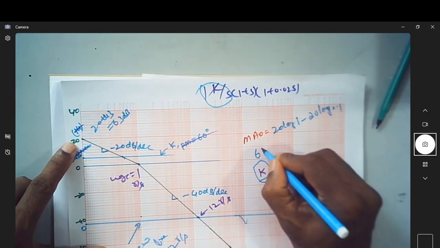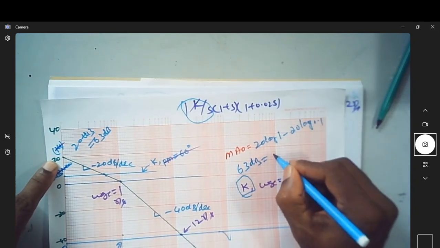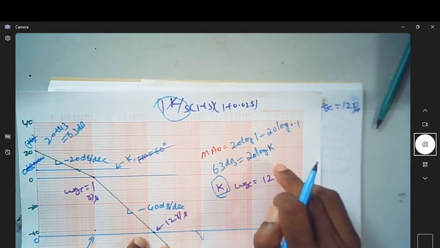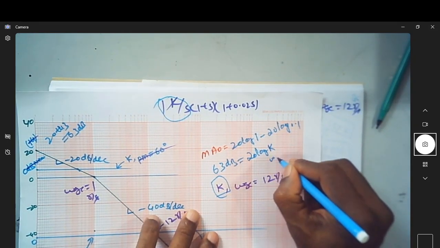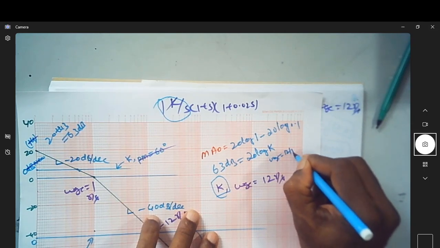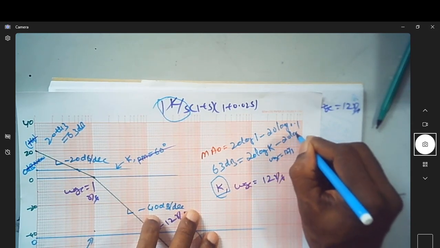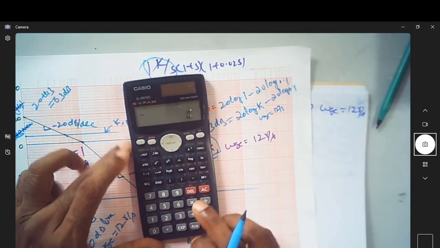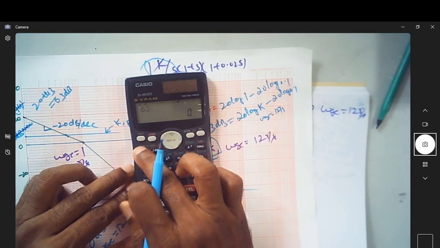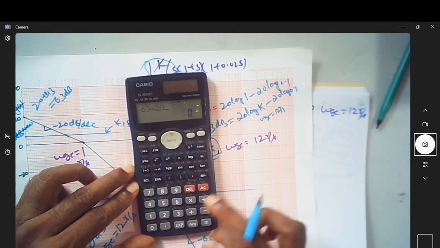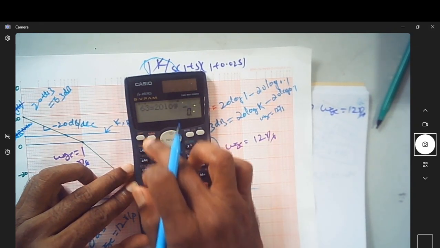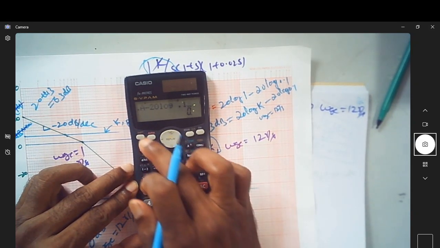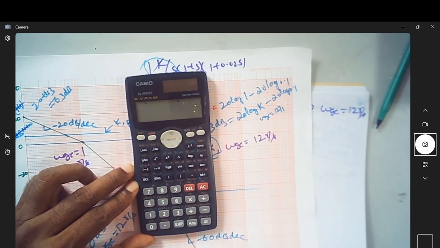So now this 63 dB is equal to 20 log, it's no more 1, it is k. What is the k now? The condition is omega gc equal to 12 radian per second, minus 20 log 0.1. So how much is the value of k now? I can find it: 63 equals 20 log k minus 20 log 0.1. Shift calculator, you get the value of k.